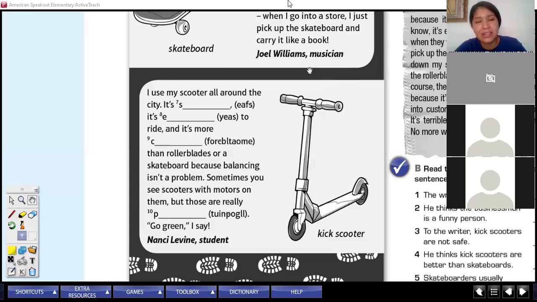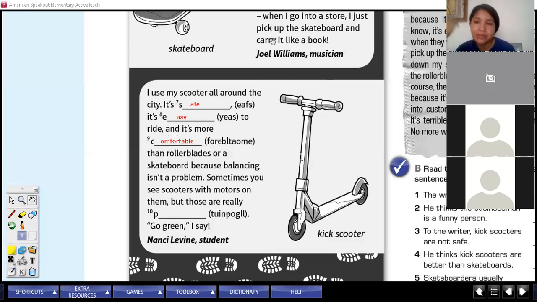Okay, Shara, start reading so we can help you. I use my scooter all around the city. It's safe. Okay. Easy. It's easy to ride and it's more comfortable. Comfortable. See? Than rollerblades or a skateboard because balancing isn't a problem. Sometimes you see scooters with motors on them, but those are really, ahí sí ya no sé.